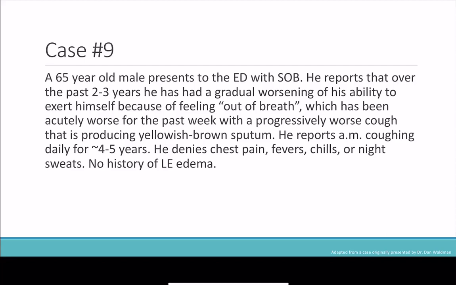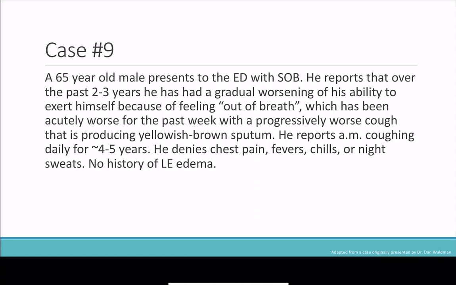A 65-year-old male presents to the emergency department with shortness of breath. He reports that over the past 2 to 3 years, he's had a gradual worsening of his ability to exert himself because of feeling, quote unquote, out of breath. This has been acutely worse for the past week with a progressively worse cough that is producing a yellowish brown sputum. He reports coughing first thing in the morning, daily for about 4 to 5 years. He denies any chest pain, fever, chills, or night sweats. No history of lower extremity edema.